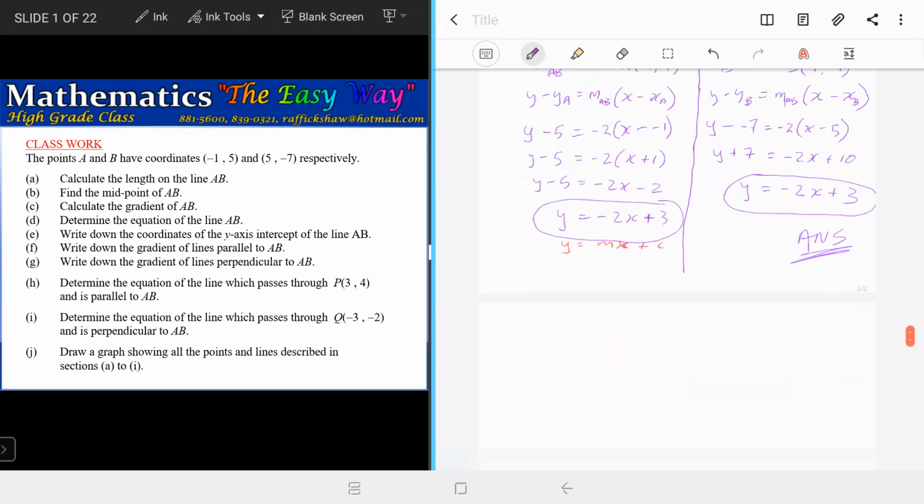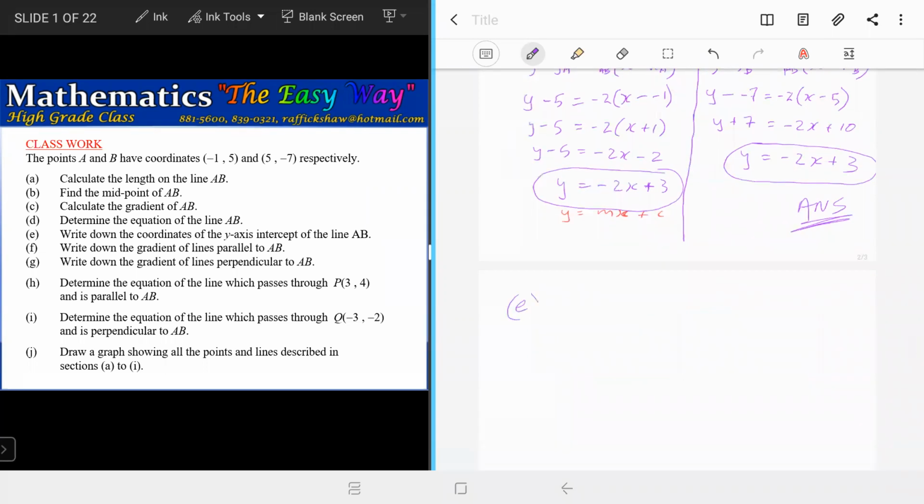Then we come to part E. But it says write down, so you don't need to calculate anything. Write down the coordinates of the y-axis intercept of the line AB. Now remember the line AB, y equals minus 2x plus 3. So the m on this line is negative 2 and the c is 3. C is this 3, the y-axis intercept. It is a point (0, c), always (0, c). That is the point (0, 3).